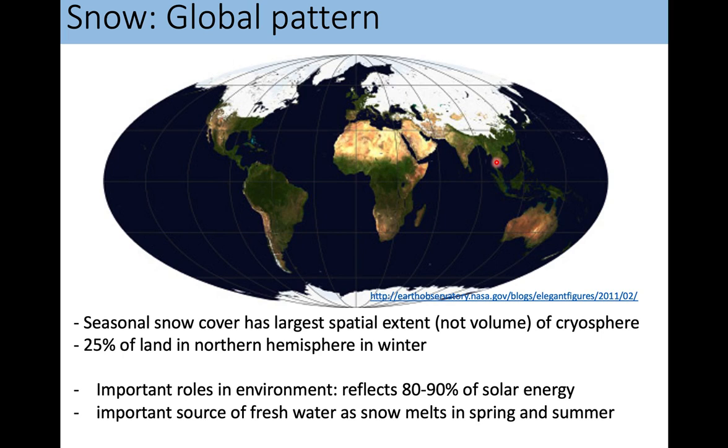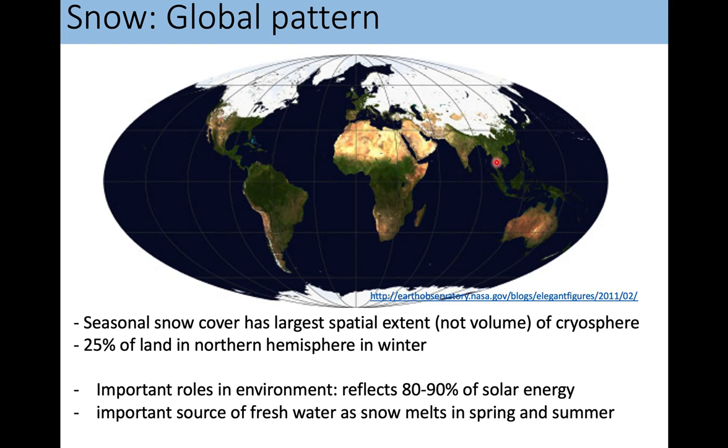Just a little intro. So when we think about snow, snow is probably the part of the cryosphere that you are the most familiar with, because even if you have not actually experienced it yourself, you can see it up in the mountains. If you're driving on the 405 or maybe the 55, you can get some good views. So snow has the largest spatial extent, seasonal snow anyway, of the cryosphere. Snow covers the most area, about 25% of the land in the northern hemisphere in our northern hemisphere winter.